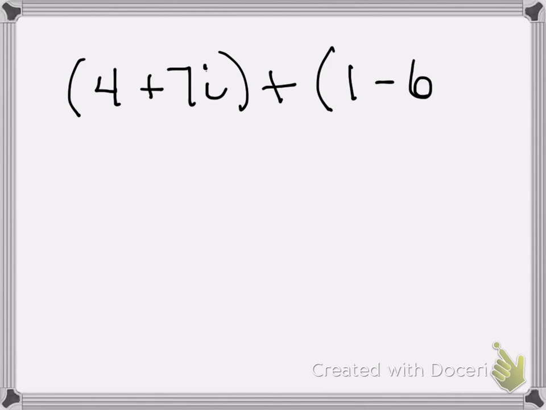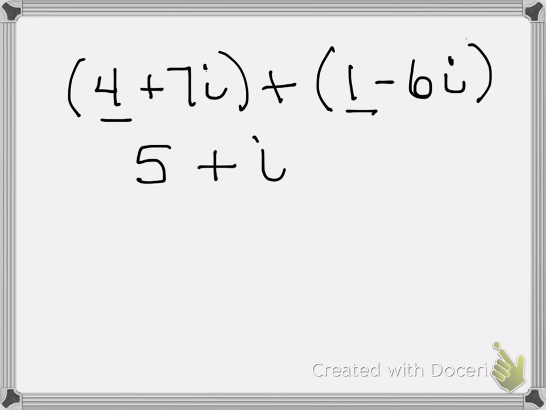I'm just going to give you some examples, and what you need to do is just treat these as if they were like terms. Even though the i is not like a variable, we're going to treat it like that as we work through these. So if I was adding 4 plus 7i plus 1 minus 6i, you would just combine your like terms. You put the 4 and the 1 together, and that's 5, and the 7i minus 6i, that's i, and you've simplified.